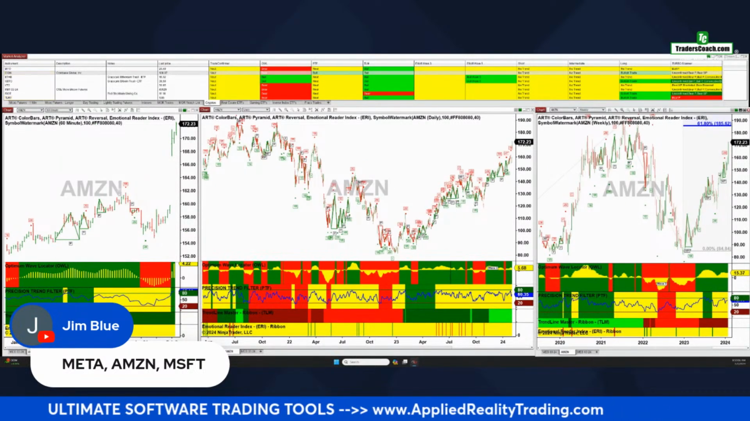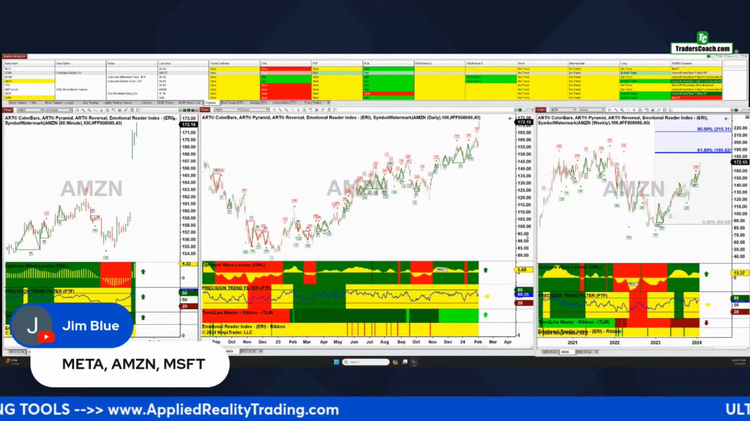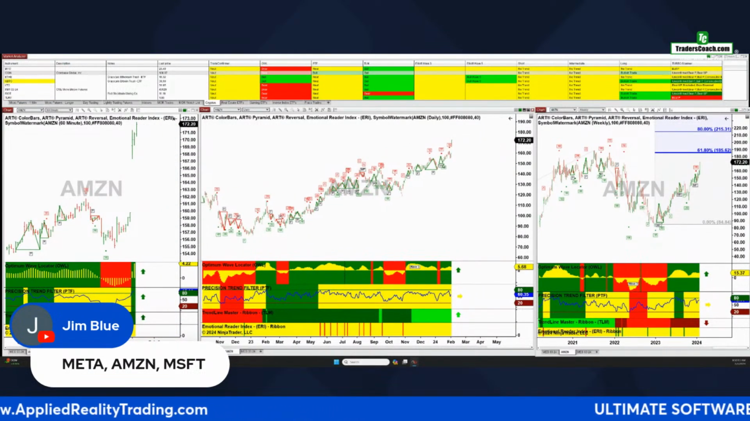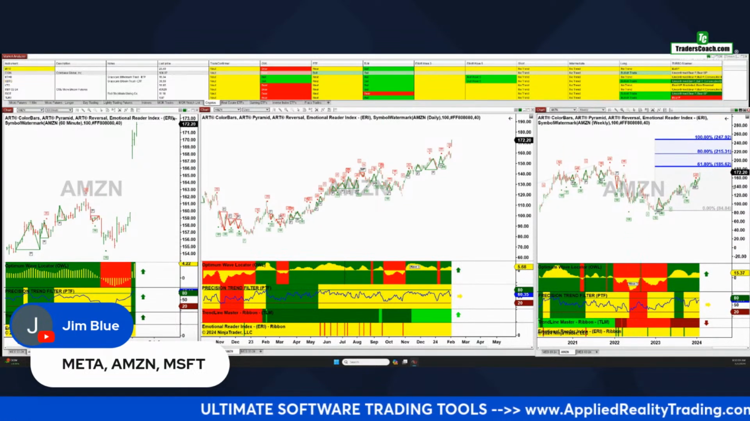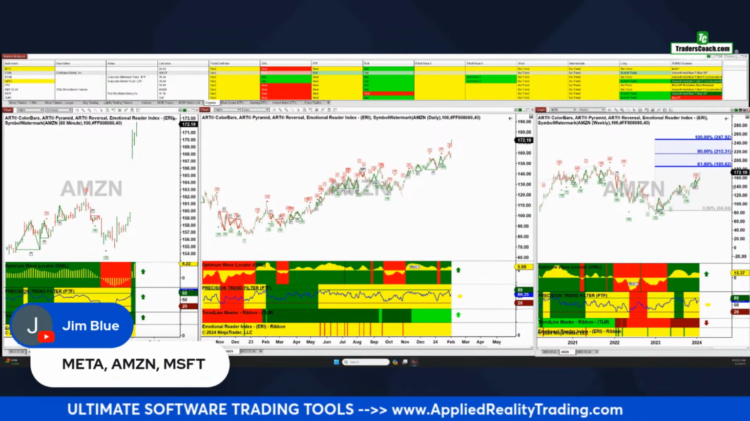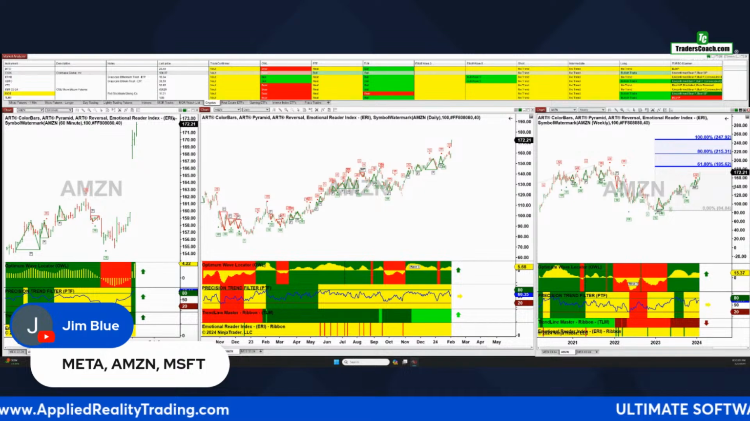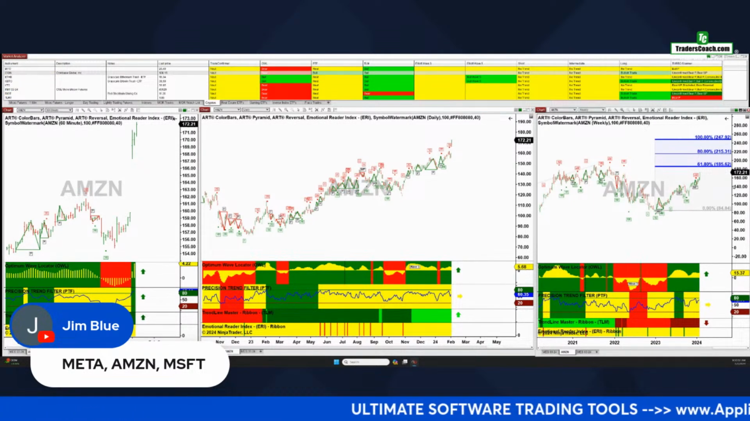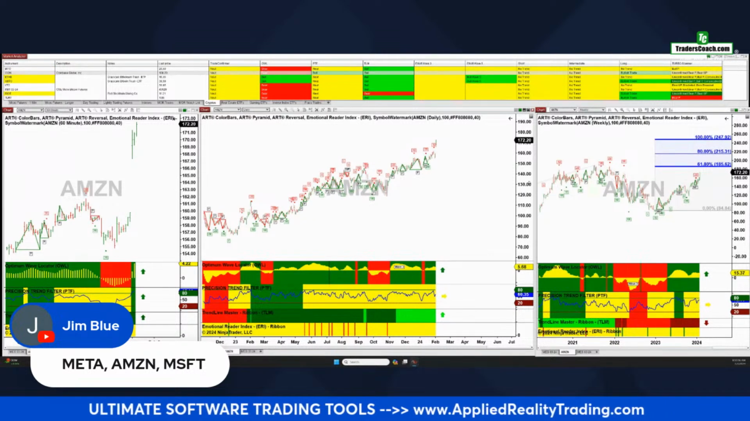AMZN, same type of thing. If you were already in this, on the daily chart, your pyramid should be right here. Your target's coming up at 185 to 247. I would not go into this now. It's almost already at the target. You're at 172, so wait for a pullback to go into it. But if you're in it already, just enjoy the ride.